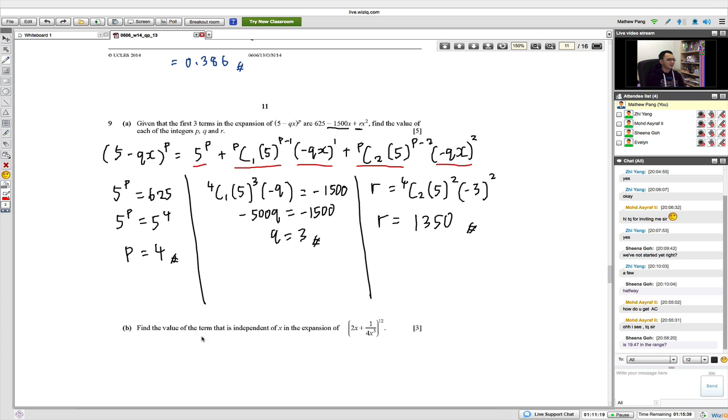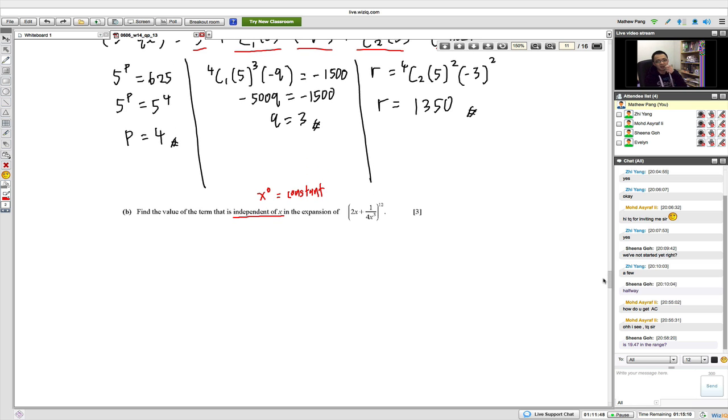Okay, for the second part, find the value of the term that is independent of x in the expansion. So first thing is you have to understand what independent of x means. Independent of x actually means x power of 0, or sometimes we call it a constant value. It means you will have a value without x after you expand this one. Alright, in order to work out this one, you can do trial and error, meaning you try one by one, and then find out which one gives you independent of x.